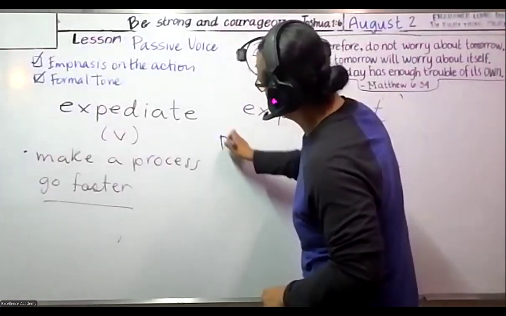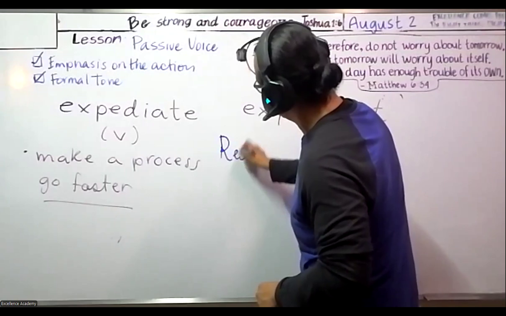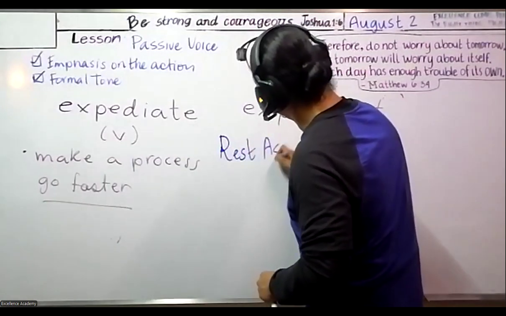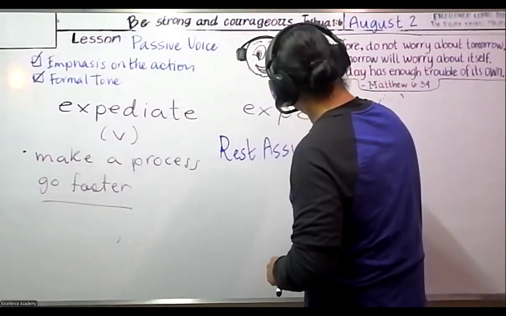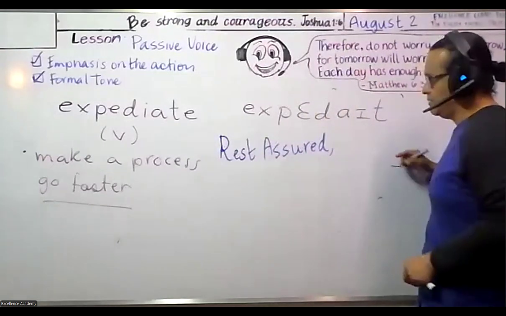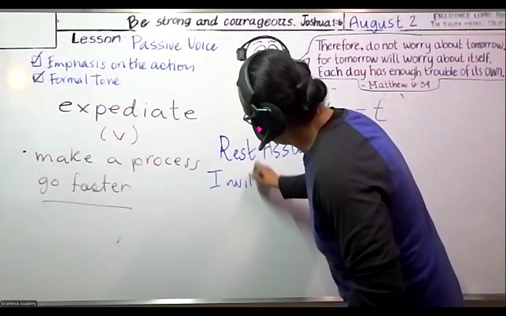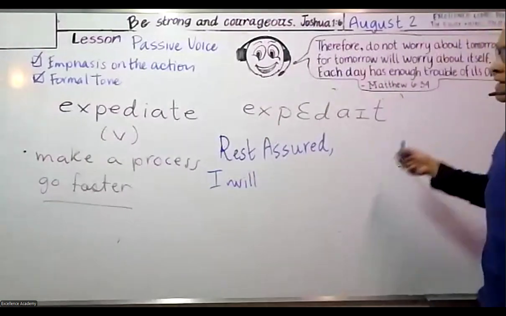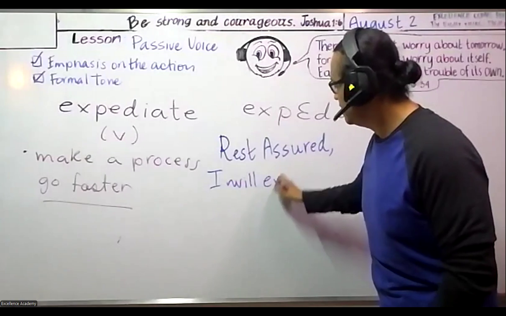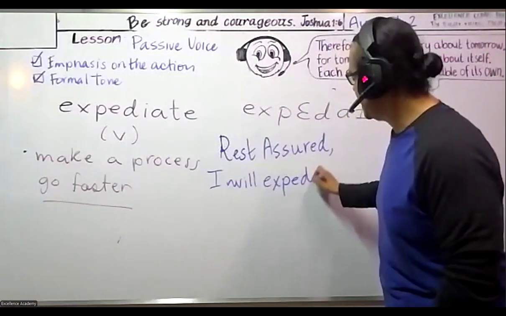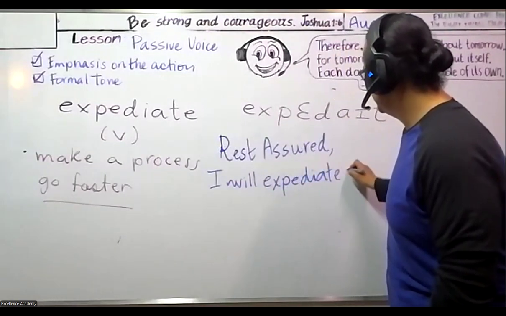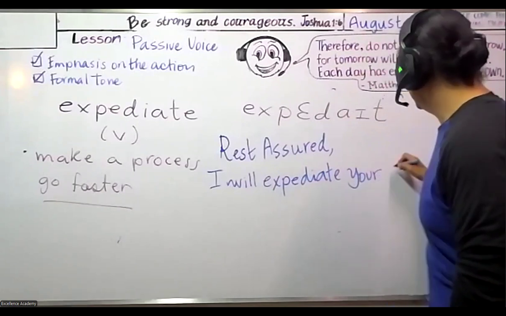Now, think of some examples for assurance of help. Let me just give you an example here. Let's say to the customer, Mr. Customer, rest assured. What does rest assured mean, team? Don't worry, right? Mr. Customer, rest assured. I will, and let's use our verb, I will expedite your order.